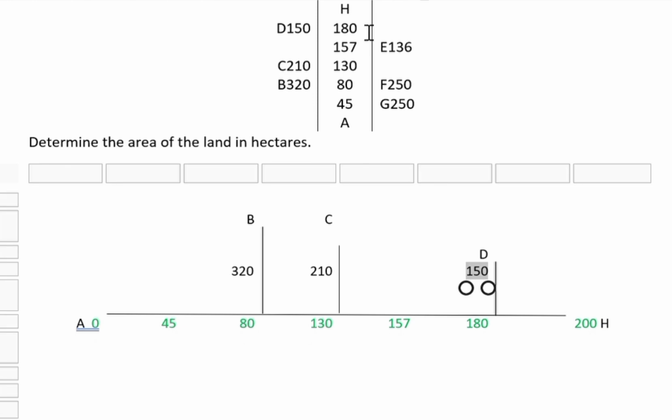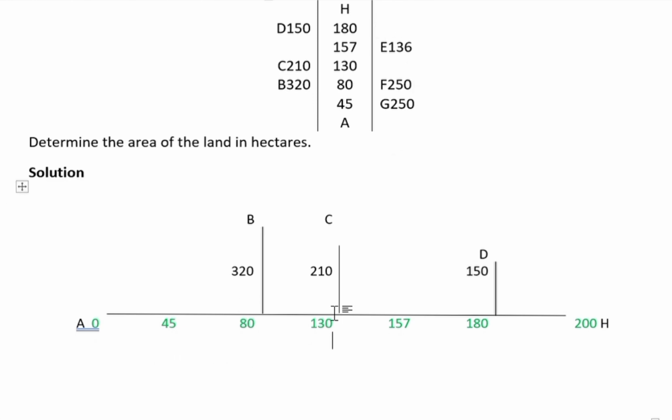Then we come to these other offsets, which are normally drawn on the other side of the baseline. We start with this one going towards G at 250 meters, and it's 45 meters away from the point A. So 45 meters is here. Draw a line which is representing 250 meters. That is the line. This is point G, and this is of course 250 meters. At point 80, we also have another offset, same length as this one, and it is to point F.